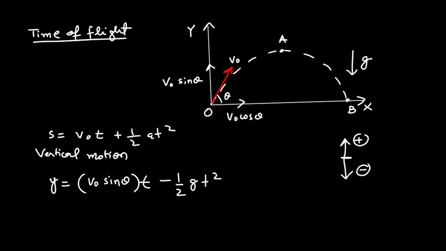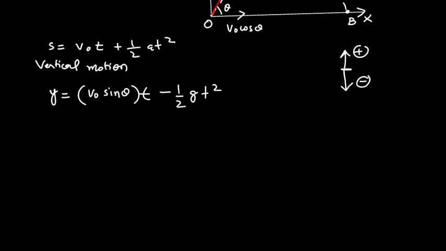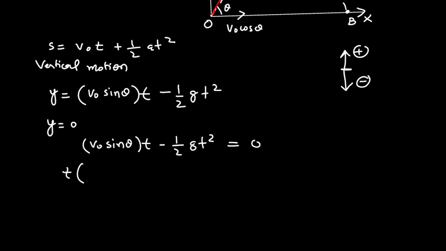But we know it very well. The projectile starts from O and goes to B in the vertical direction. The displacement of the projectile is 0. So here y is equal to 0. So we have this equation: v naught sine theta into t minus half g t square is equal to 0. Or we take t common, we can write t times v naught sine theta minus half gt is equal to 0.